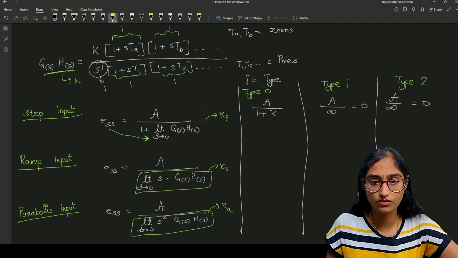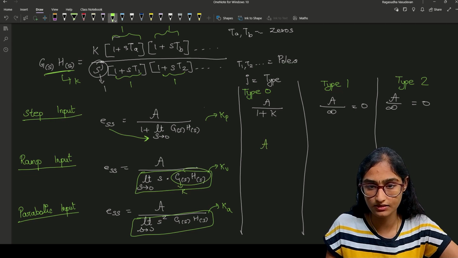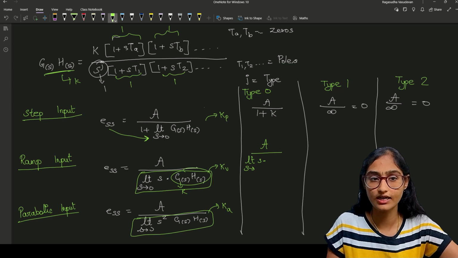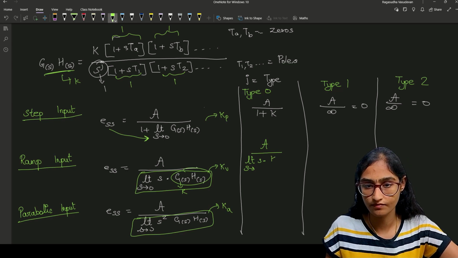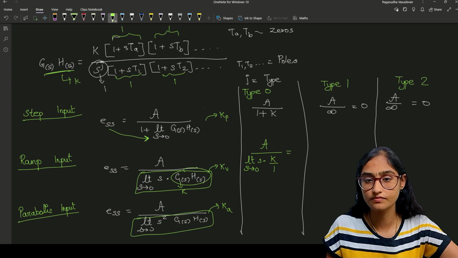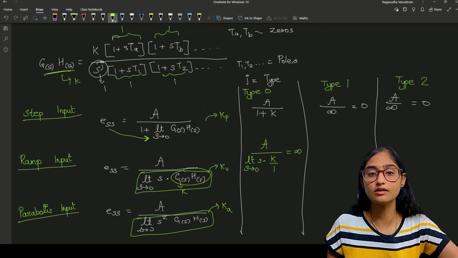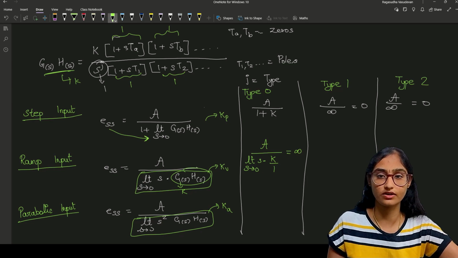Okay, so limit s tends to 0, s into k. Okay, so I'll just write the steps for you. This is limit s tends to 0, s into, what is g of s, h of s in this case? K divided by 1. Okay, so when s tends to 0, this is going to be, anything by 0 is infinity, right? So for a type 0 system, the error is infinite.